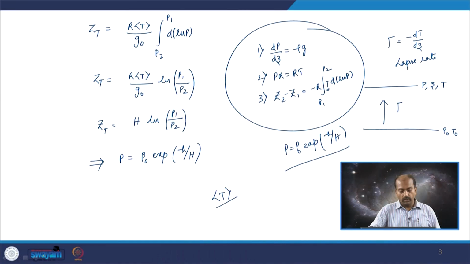Then we defined what is called the average temperature of this layer, and this allowed us to define scale height in terms of average temperature times the gas constant divided by the gravitational pull at the surface, or the normalized gravitational pull at the mean sea level. Then we realized that this equation could lead us to the very famous variation of pressure with respect to height. Now, what we are going to do is derive a simple relation for the height of a pressure surface.